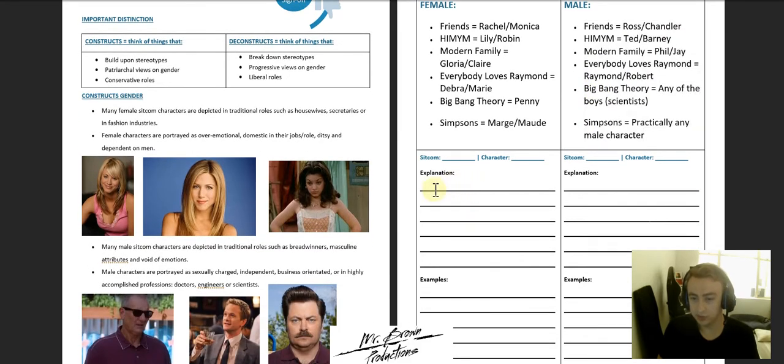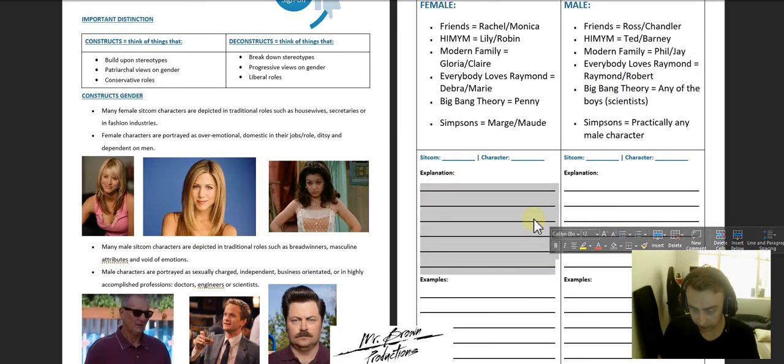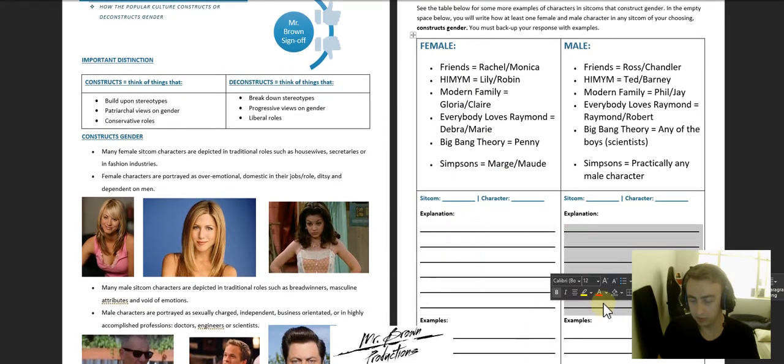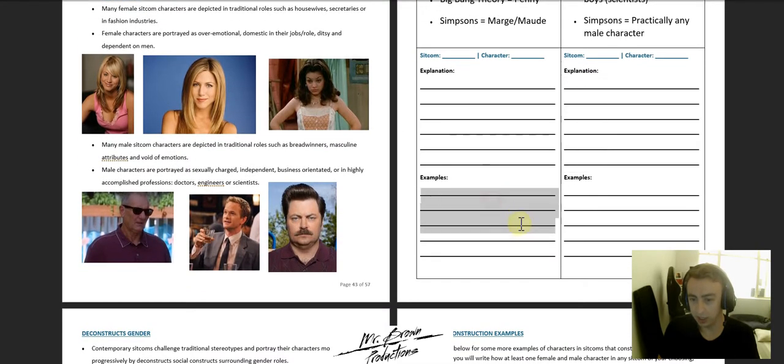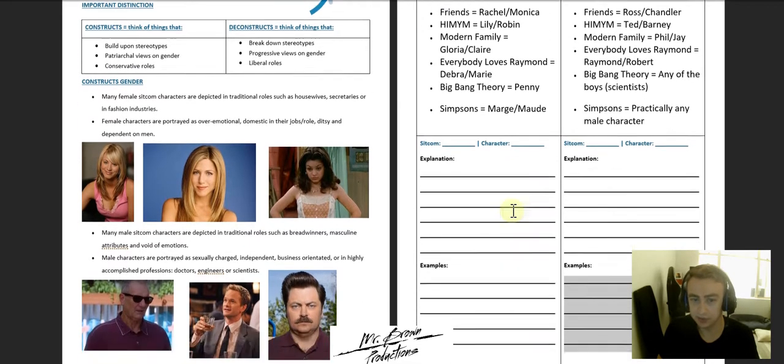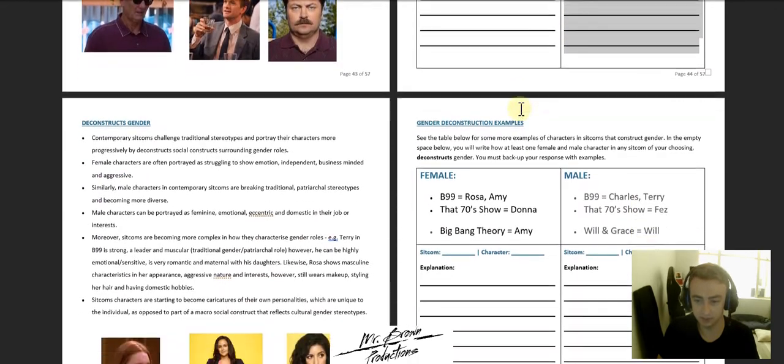I then want you to explain to me how you think they construct gender in more detail for both male and female here. And then I want you to provide examples of where that's portrayed in an episode. Or if you can't remember the exact episode name, that's fine, but describe the scenario or outline how that's the case. Okay? So that's what I want you to do there.